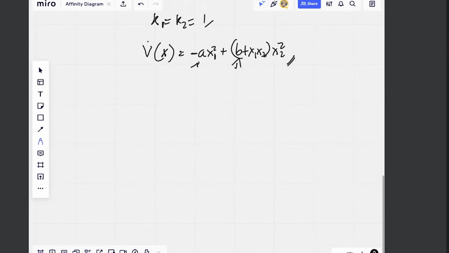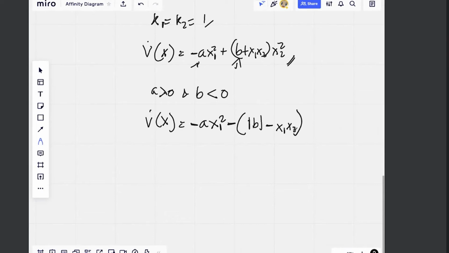For example, let us assume the case where a is greater than 0 and b is less than 0. We'll take opposite cases. So for this, V̇(x) would be equal to −a x1² minus |b|, because b is less than 0 and we just need the mod value, minus x1 x2. This is pretty much for a small value of x1 and x2, so b would essentially be the mod only, into x2².